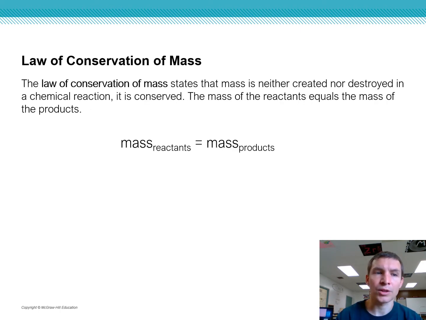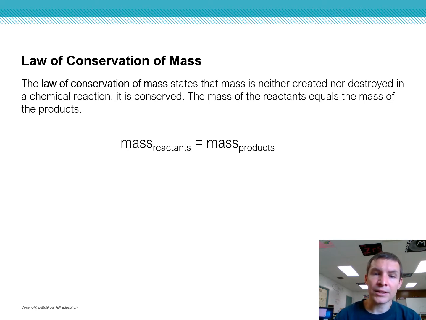Okay, now we're talking about the law of conservation of mass. This states that mass is neither created nor destroyed. Make sure you get that down. A chemical reaction is conserved based on the law of conservation of mass. In any reaction, the mass of the reactants will always equal the mass of the products. So you can see sort of an equation right there.